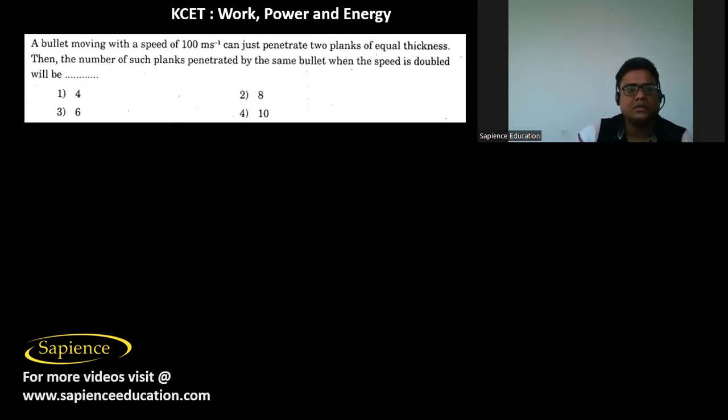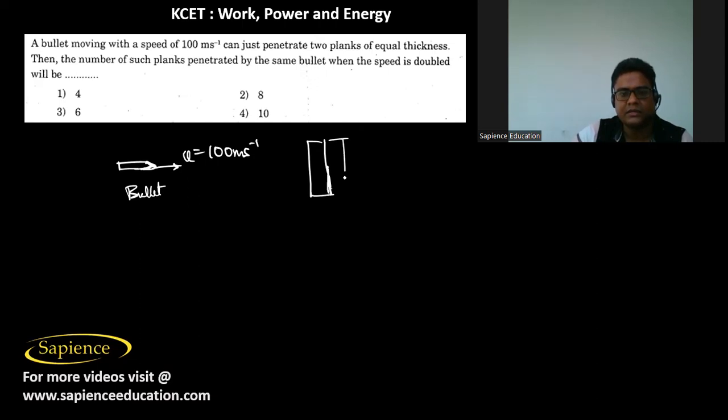Then here it is told a bullet is moving with a speed u of 100 meter per second and can just penetrate two planks of wood of equal thickness. Thickness is suppose L, that is the same. Then the number of such planks that will be penetrated by the same bullet when the speed is doubled will be?